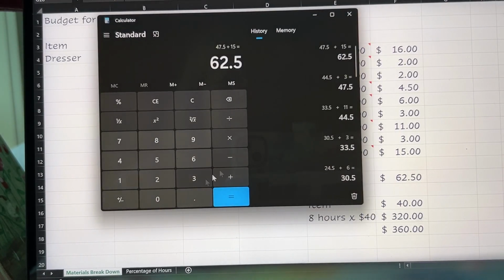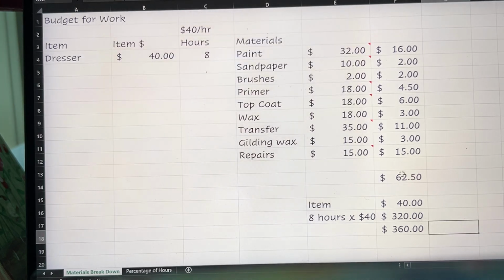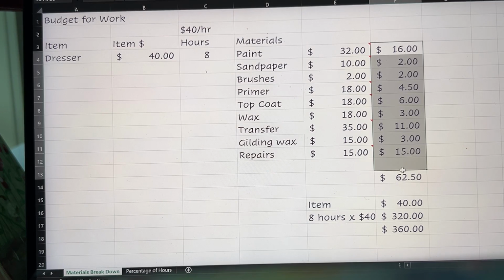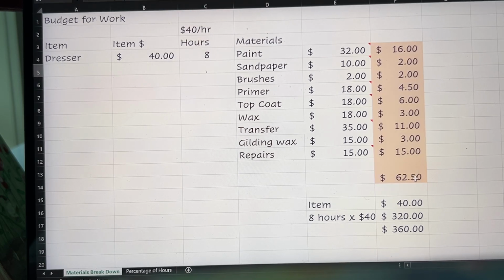We could do the item plus the 320. Okay, and that added up to 360. So what I want to do is find out what this actual number is, of what I thought that I spent. I'm just going to highlight that so we can remember. So it literally cost us $62.50. The item cost $40, and we put in $320 worth of labor.